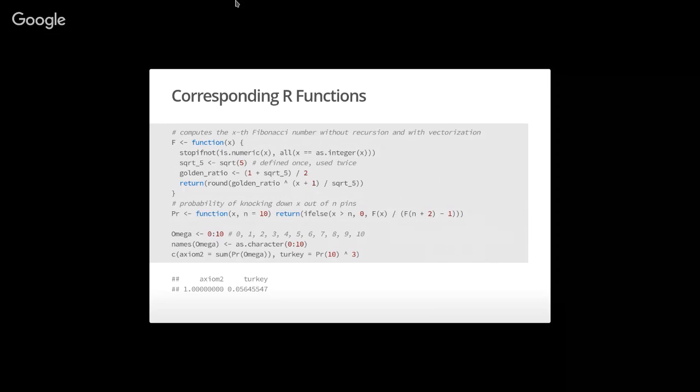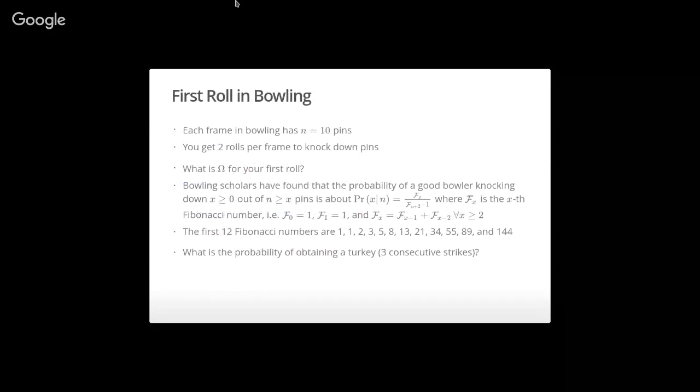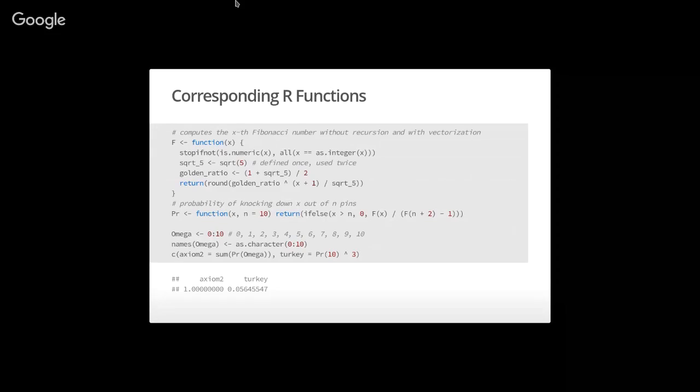And this function has the rule that it's going to return 0 if X is greater than N. So you can't knock down 17 pins in a roll of bowling. So that's impossible. So that gets probability 0. Otherwise, it's the Xth Fibonacci number divided by the N plus 2 Fibonacci number minus 1 in the denominator, just the same way I put on the previous slide with math. All right? So I have a Fibonacci function. I have a probability function that returns the ratio of Fibonacci numbers with the minus 1 in the denominator there. And I have my sample space omega, which is all integers between 0 and 10.